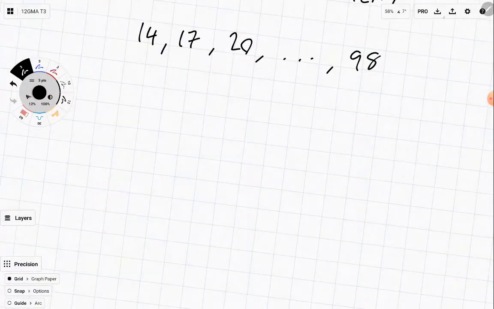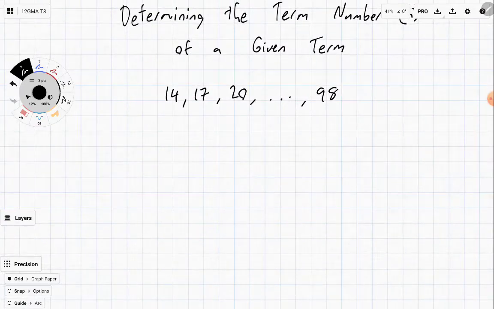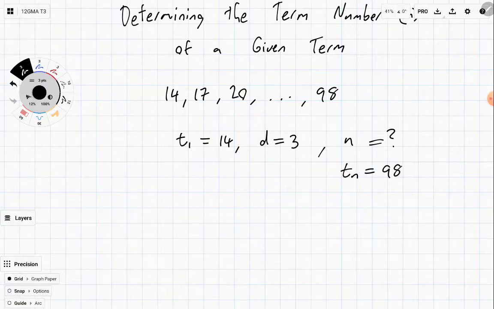You can tell pretty quickly that T1 is equal to 14 and that d is equal to 3. It's going up by plus 3. And the question is, 98 is in the sequence, but what number is it? So what is n equal to? We don't know. We know what Tn is though. We know that at some point 98 is a term in the sequence. We're going to use that information in just a bit.